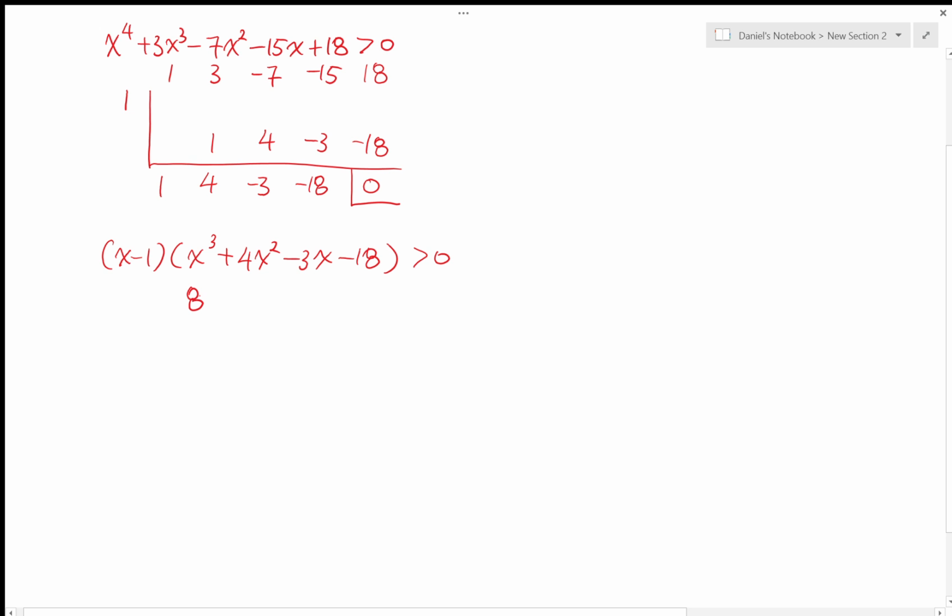So we get then 8, then this becomes 4 times 4, 16. This becomes negative 6, this becomes negative 18. And this way, we get 0, right? So then this is the factor theorem.